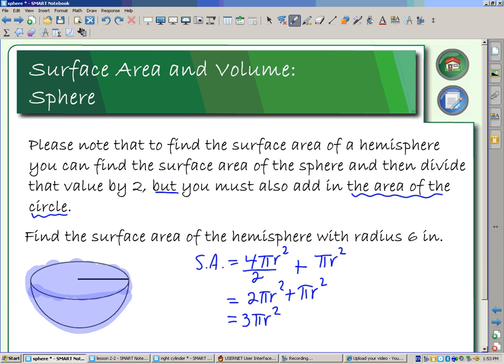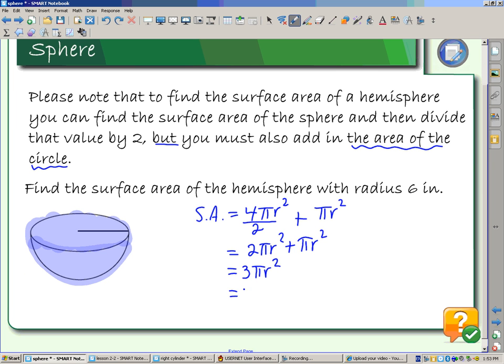So you could think of it this way: if I'm finding the surface area of the hemisphere and I'm taking in that base, it's 3 pi r squared. So let's put in some numbers. 3 times pi times 6 squared, and so we should get 339 square inches, if we do it that way.